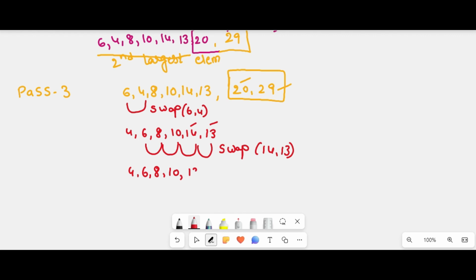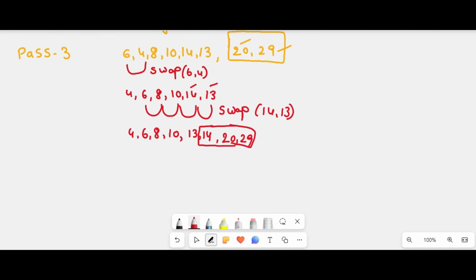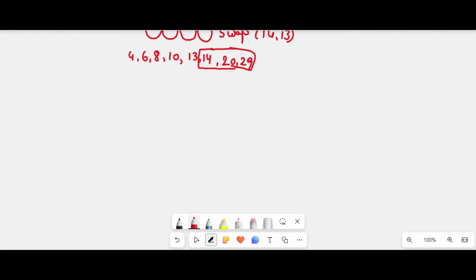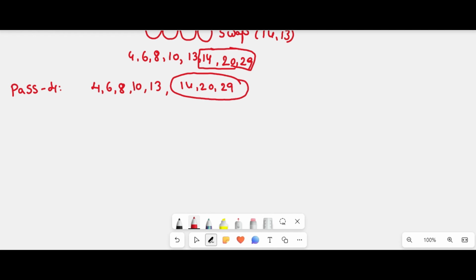Then there is 4, 6, 8, 10, 13, 14. Next largest element 14. Already 20 and 29 are placed in the correct position. So now pass 3 is completed. Now pass 4. Consider only 4, 6, 8, 10, 13. Already 14, 20, 29 are in the correct position.